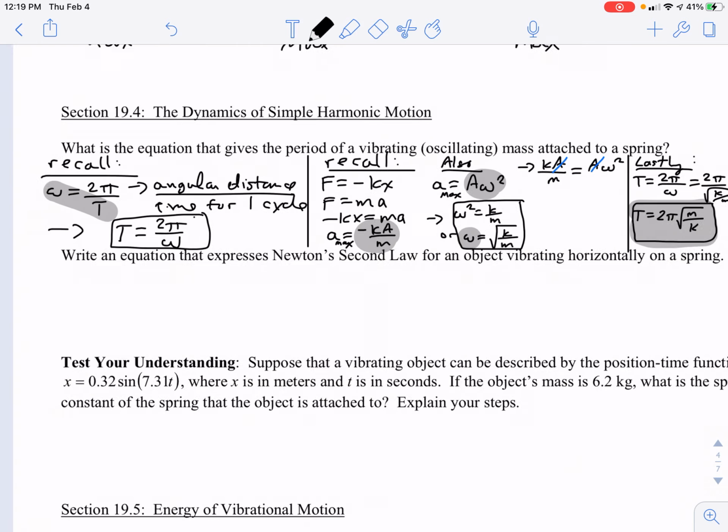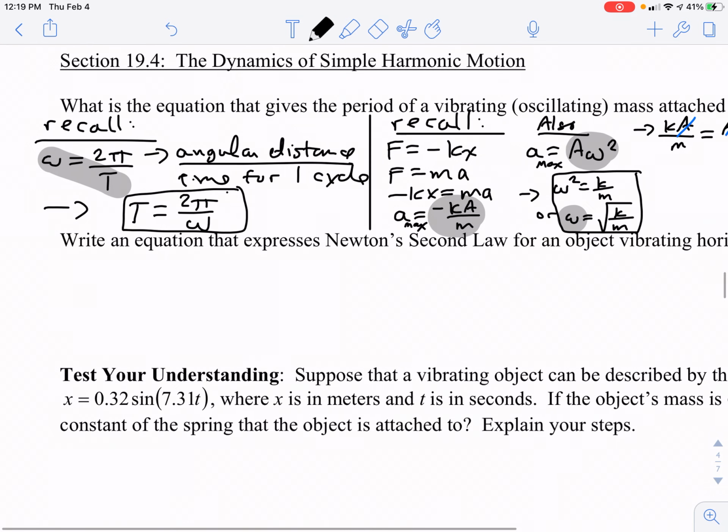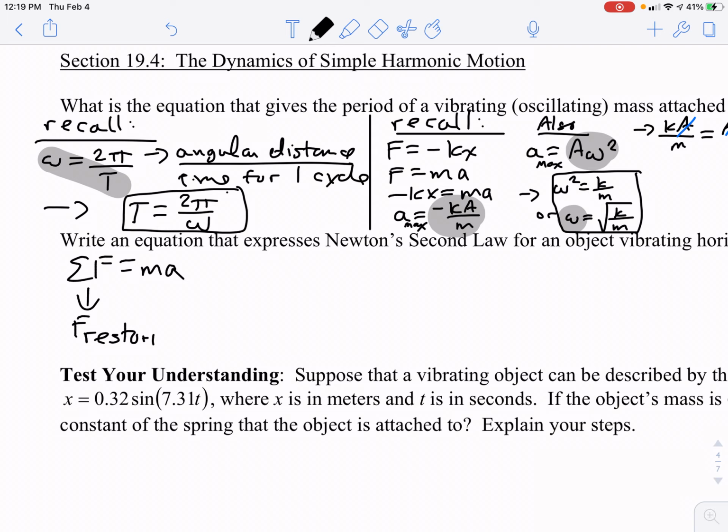All right, again, recall that net force equals ma, but that this net force is a restoring force for a simple harmonic motion oscillator. Thus, negative kx equals ma.